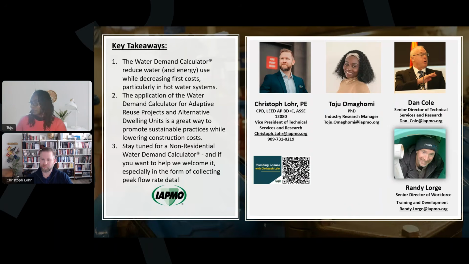The next question that I thought was a really good one: if you have a multifamily type building where each unit has different fixture types and flow rates in it, do you have any suggestions on how to deal with that versus just the cookie cutter same in every single unit?